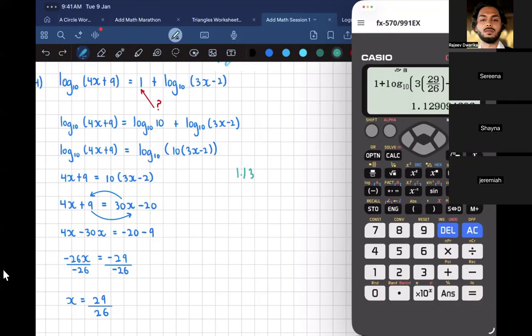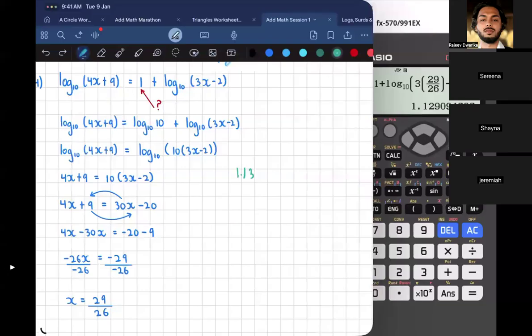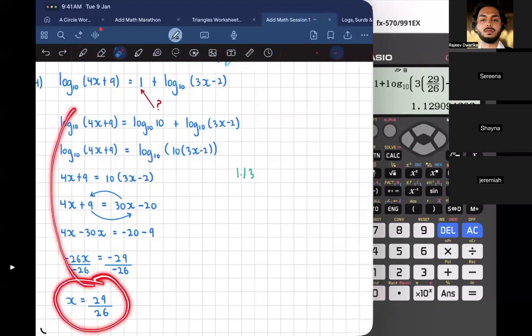So this is the proof. This is the reason why it works. Because it's an equation. When you plug in the answer you get, you're supposed to get the left-hand side equal to the right-hand side.